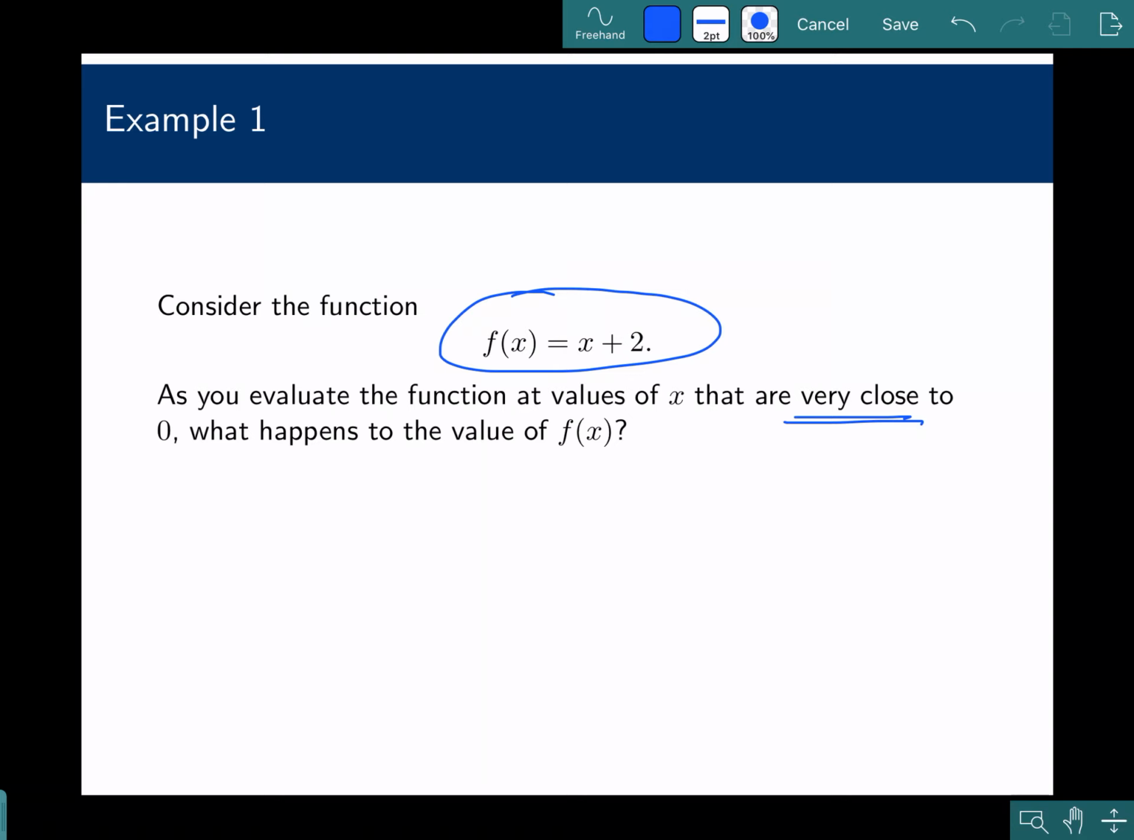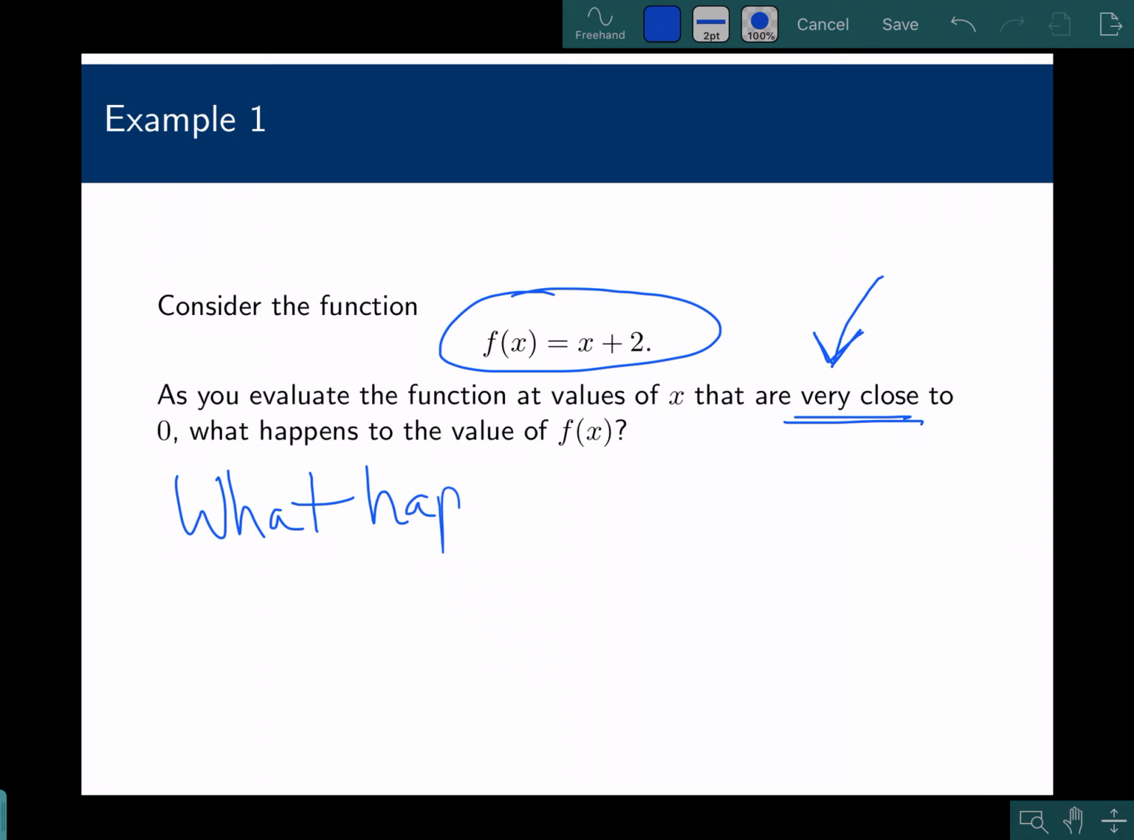Well, we may be able to get to that, but really, today we're just going to look at an intuitive idea, just very close. And this one is not hard to think about. If I choose values of x that are very close to 0 and plug them into this function, the output is going to be, well, it seems obvious to me. It should seem obvious to you, I hope. If x is close to 0, then the function value is going to be close to 2.